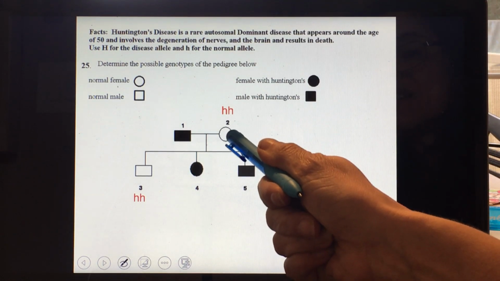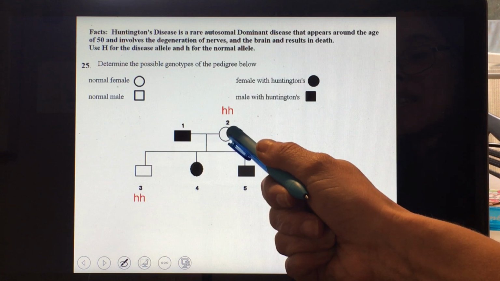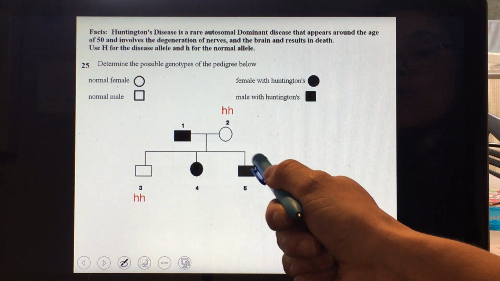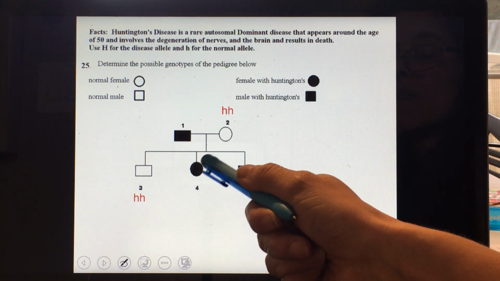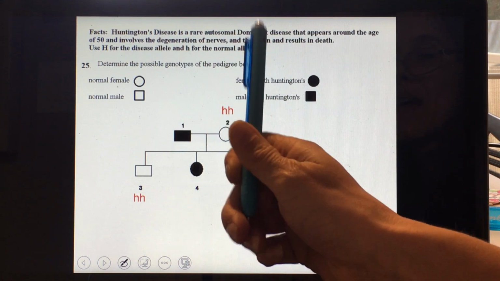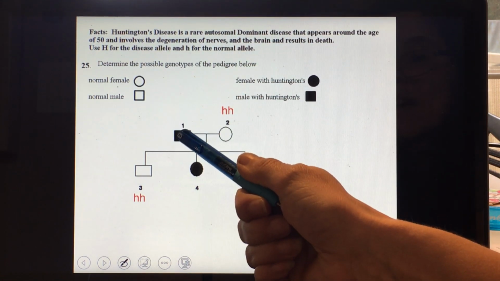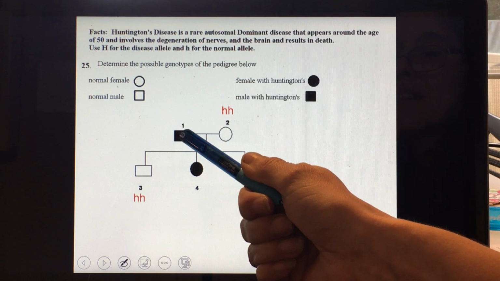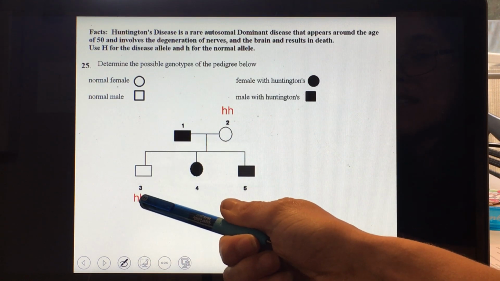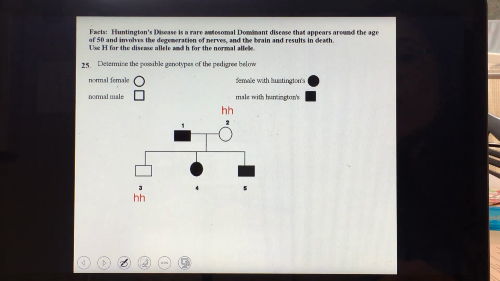Now, if this individual does not have Huntington's disease, her children have to have one normal recessive allele. And in this particular case, if this father has a child who does not have Huntington's disease, that father also would have to be heterozygous.